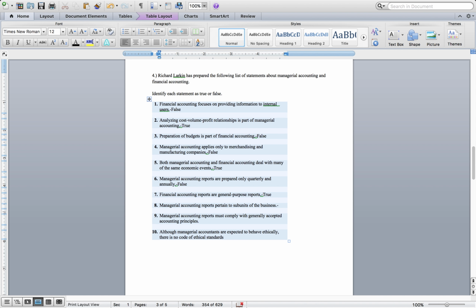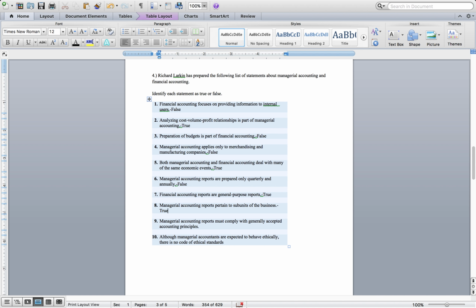Managerial accounting reports pertain to subunits of the business. That's going to be true. That's one of the big differences between managerial accounting and financial. Financial accounting focuses on the entire company. Now, like you're doing with the computers, you'll focus on the entire company of Apple. Managerial can say, okay, how did each division in Apple do? How did the iPad division do? The iPod, and so on.